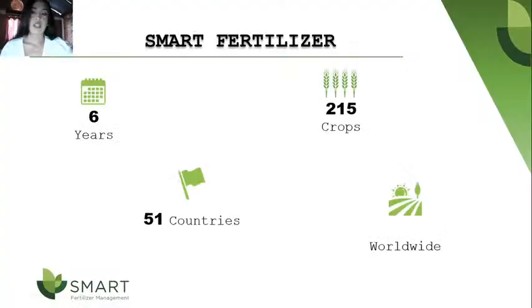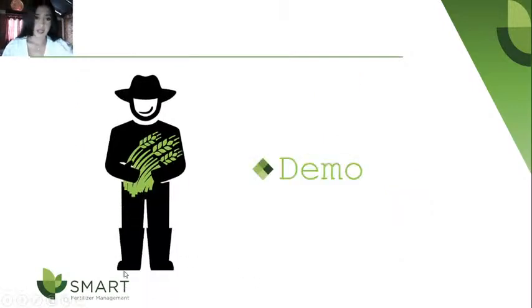Smart Fertilizer as a company has been working with customers around the world for 6 years. We have in our database 215 crops, and we are currently working in 51 countries, but our software works worldwide. As I told you before, the only thing that you need is internet and a computer.